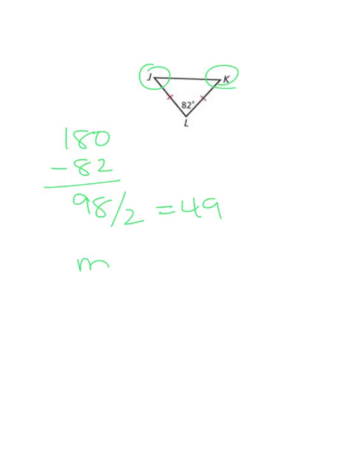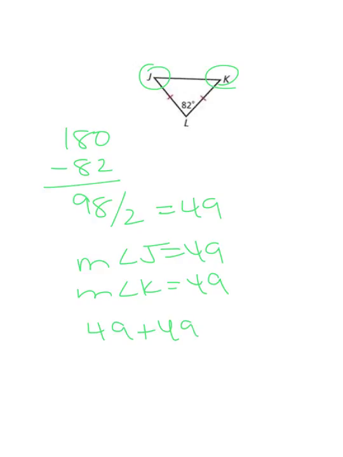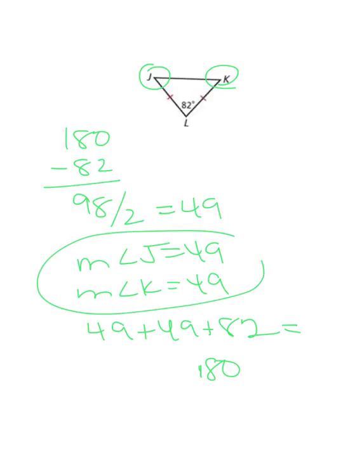So I know that the measure of angle J is going to equal 49, and also the measure of angle K is going to be equal to 49. Now I can double check my work to make sure that 49 plus 49 plus 82, which is given, equals 180 degrees, which it does, so I know that I'm all set with my given measurements.